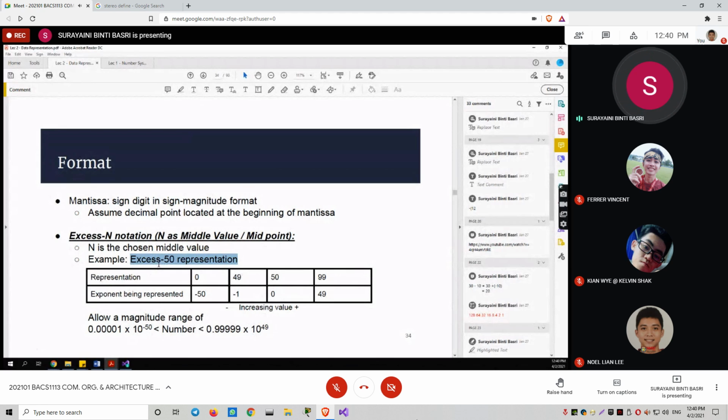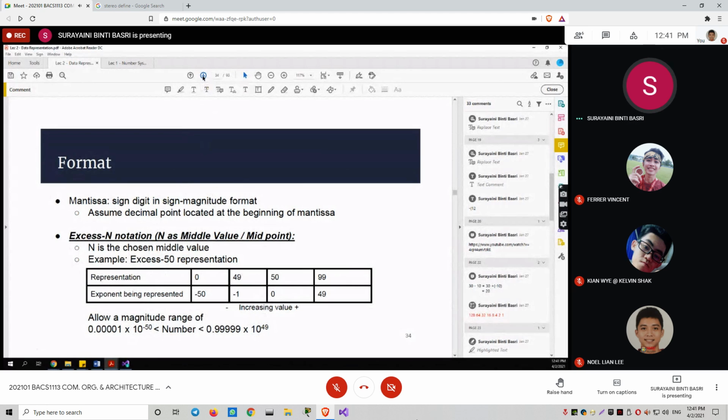There's another excess. You can call it excess any number. So for example, if it is excess 60, meaning the maximum number of your exponent can reach until 10 to the power of 59, and the minimum exponent can be until 10 to the power of negative 60. Okay, so you may not understand it now. We will make it clear in the next example.